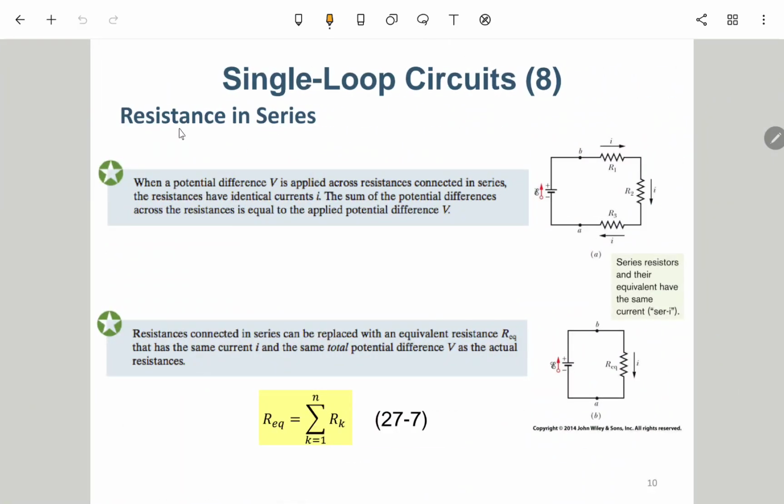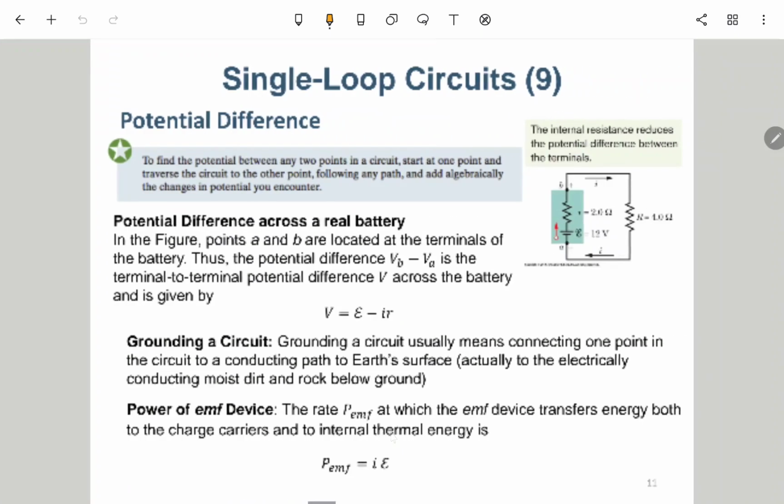So for resistance in series, it's nothing but the total potential difference. It's nothing but the equivalent resistance. Equivalent series resistance is the sum of all the individual resistances.